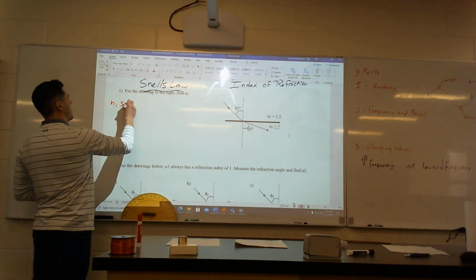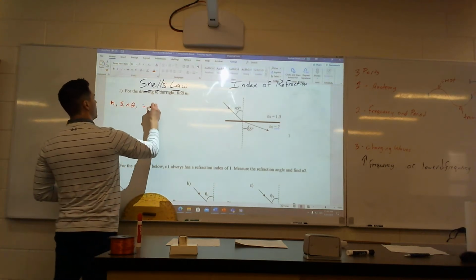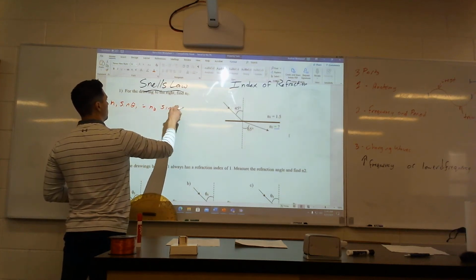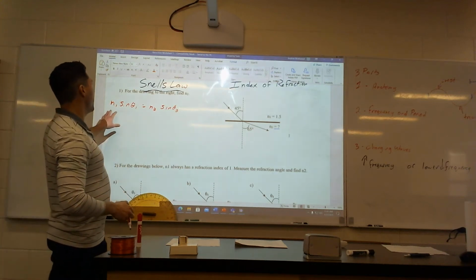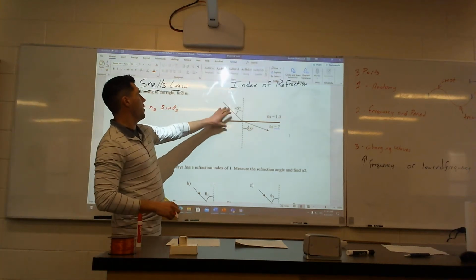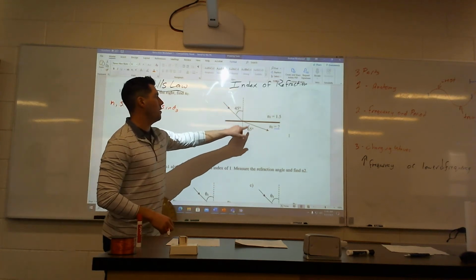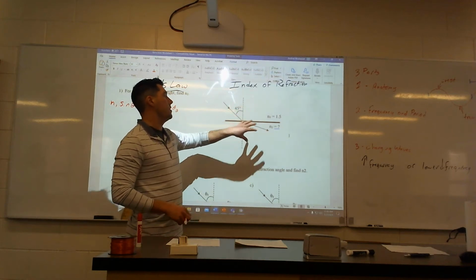N1 sine theta 1 equals N2 sine theta 2. So basically, again, multiply it right there. The n is the n value of both, okay? And then I'm also looking at the angle of both. So for this one, I have the angle of both, and I have the n value of my first side. I want to know what this n value is.